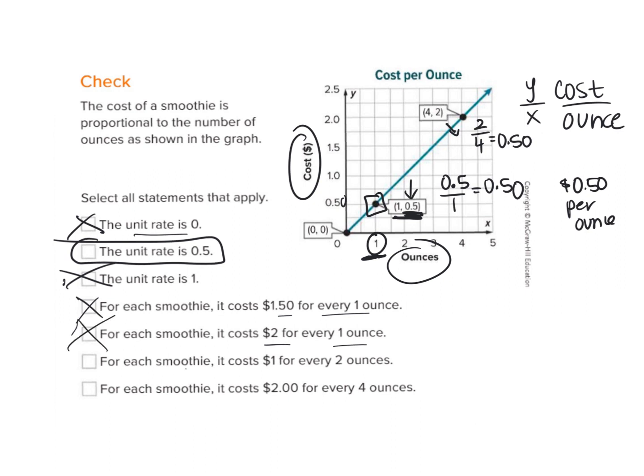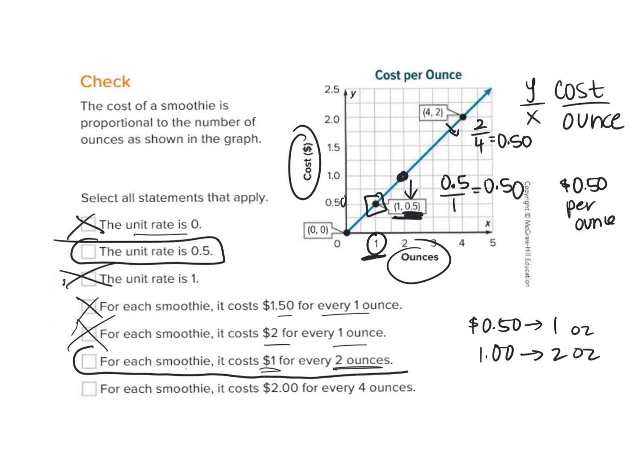For each smoothie, it costs $1 for 2 ounces. Okay, well, let's even just look at the graph. Right here, it is $1 for 2 ounces. Because if it's 50 cents for 1, then it'd be $1 for 2 ounces. So this one I am going to circle. And then it says for each smoothie, it costs $2 for 4 ounces. Okay, well, let's just think. For 3 ounces, it'd be $1.50. For 4 ounces, yep, it would be $2.